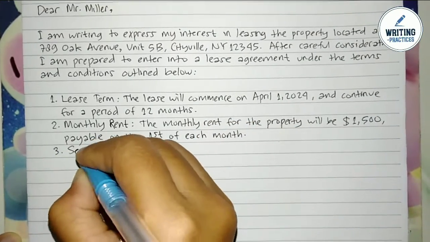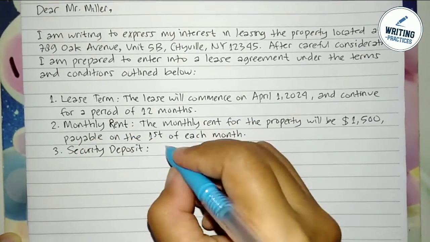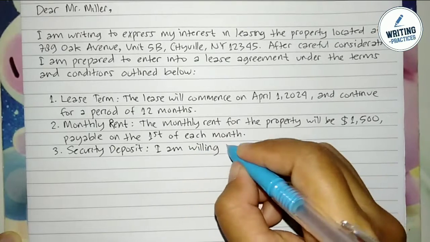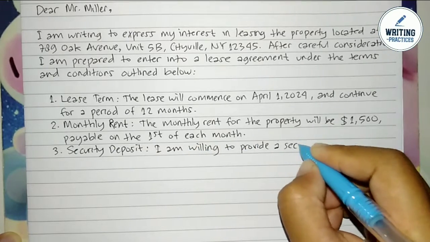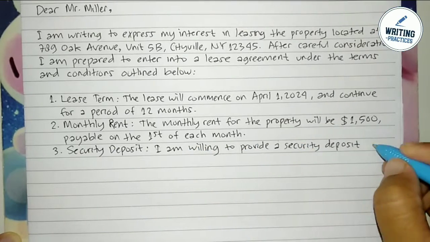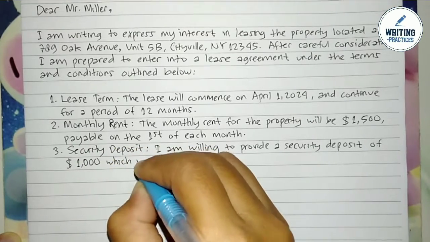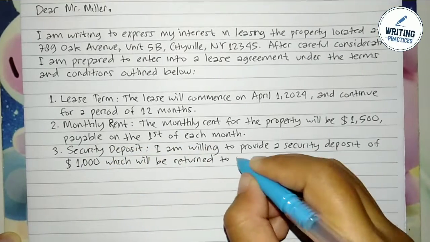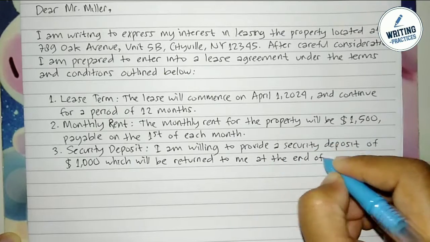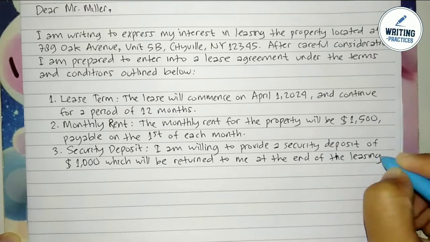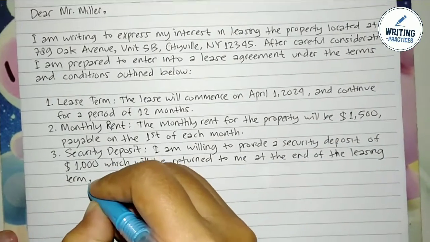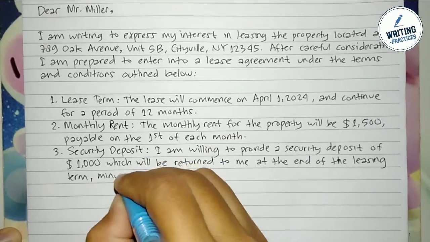For the point 3, now you can mention the security deposit amount, and conditions for return. You should be extra careful when you state this. And here is the example how you write it properly. 3. Security deposit. I am willing to provide a security deposit of $1,500, which will be returned to me, at the end of the lease term, minus any deductions for damages.